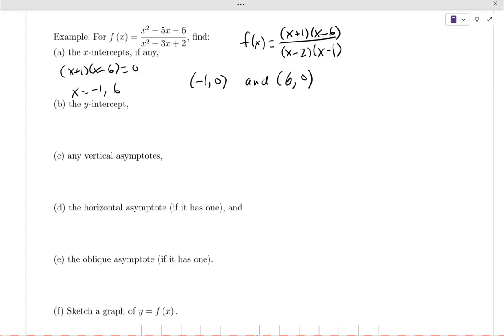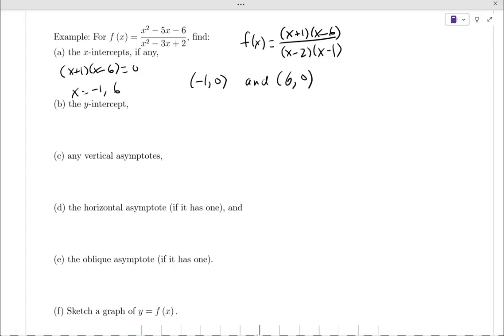Say that again? So remember, when the bottom is equal to 0, what happens? What do you get? Can you put a 0 in the denominator? No, so that's not going to give you the x-intercepts. We're going to do that here in a second, but that's not for the x-intercepts. The x-intercepts we're only worried about when the top is equal to 0. Okay, is that okay so far?